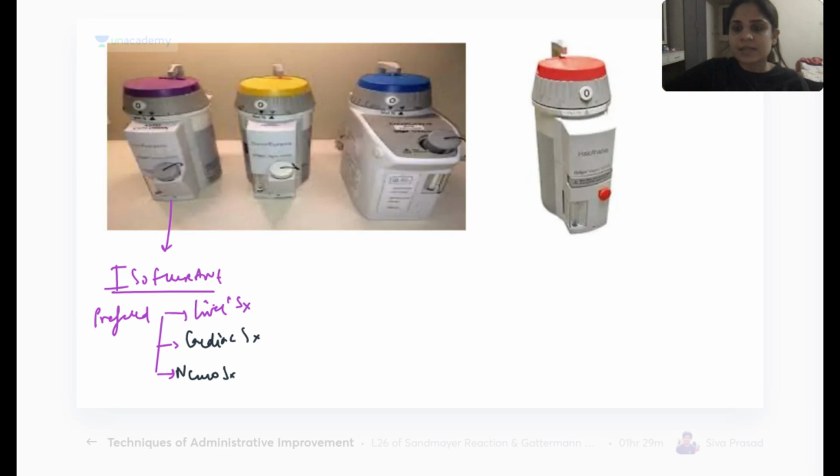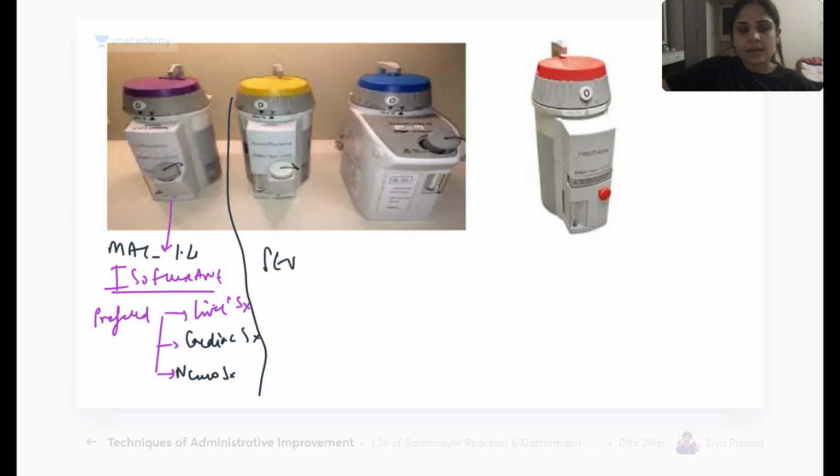Many times they ask you what is the inhaled anesthetic agent of choice in cardiac surgery? What is the inhaled anesthetic agent of choice in neurosurgery? So you will answer all of them as isoflurane. What is the MAC of isoflurane? I have already discussed with you guys. MAC is 1.4. Next we have sevoflurane over here.